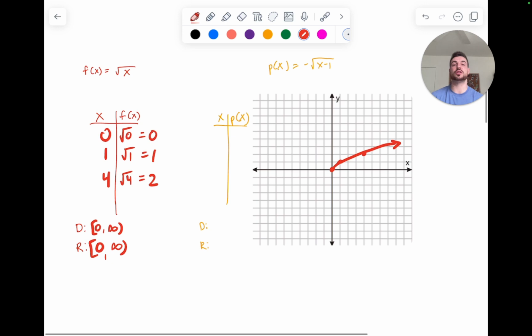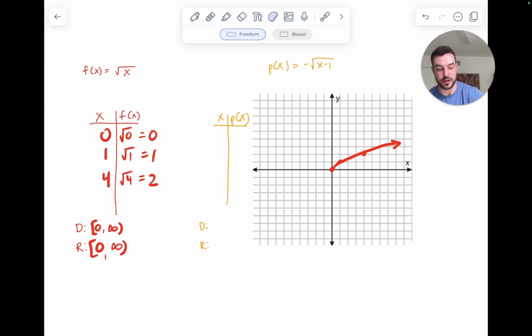All right, now we need to graph our transformation function. In order to do that, I'm going to slide this over for us.